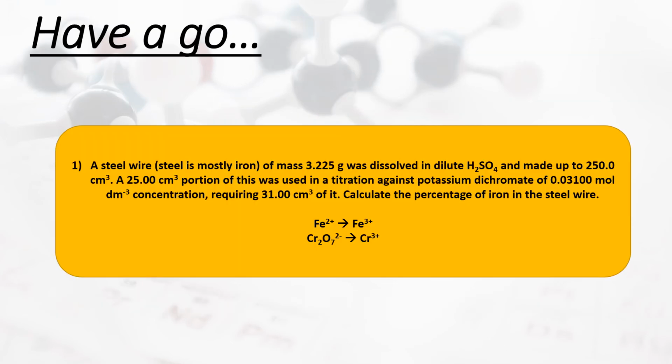So time to have a go at a question. Just one question this time, but it's going to use all the skills that we've talked about in this set of videos. It's a redox titration question calculating the percentage of iron in a steel wire. The unbalanced half equations are given there. So have a go, pause the video, and the answers will be on the next slide.